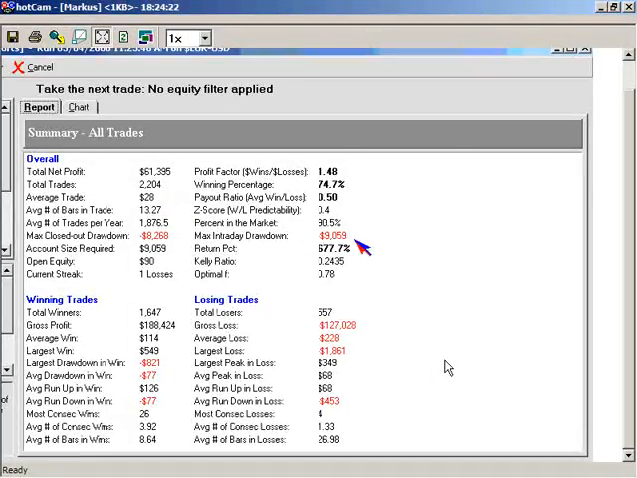The drawdown is comparatively almost the same. You see, between $8,000 and $9,000. But instead of having $22,000 in profit, we now made $61,000 in profit. You see, this is why it is a systematic approach. Developing a profitable trading strategy is a systematic approach.